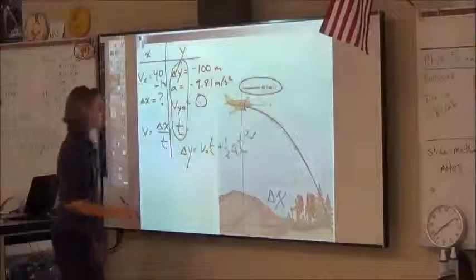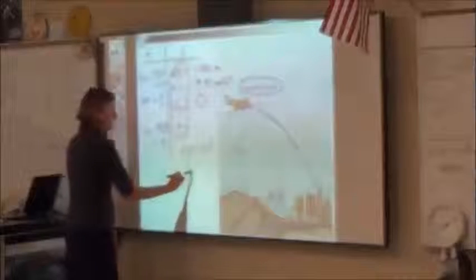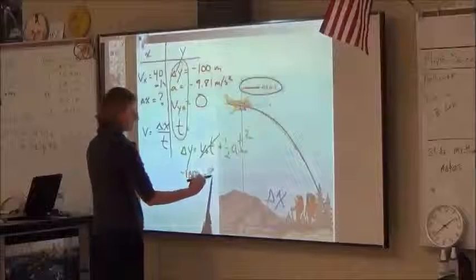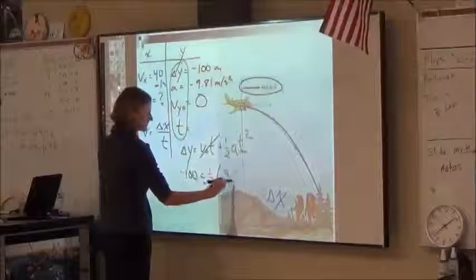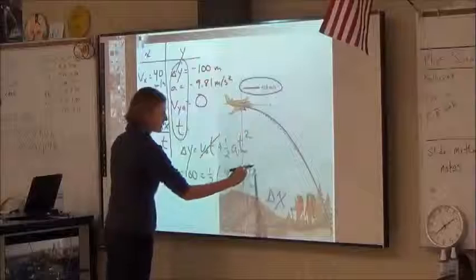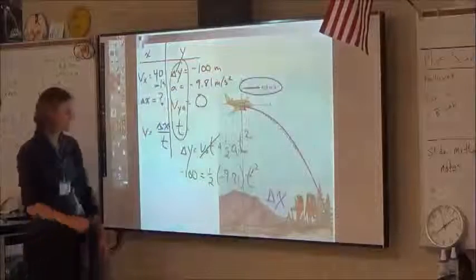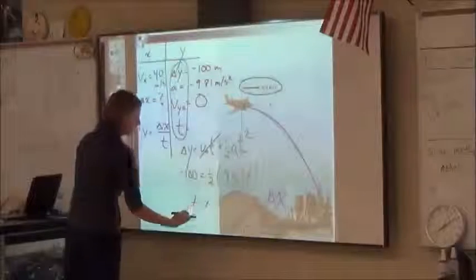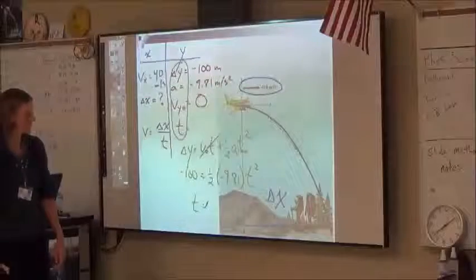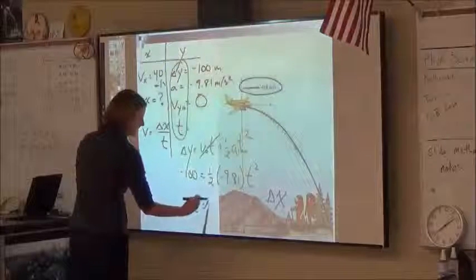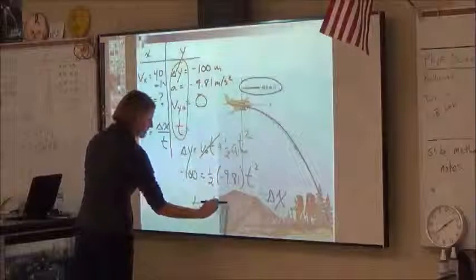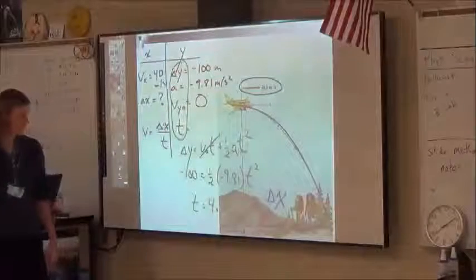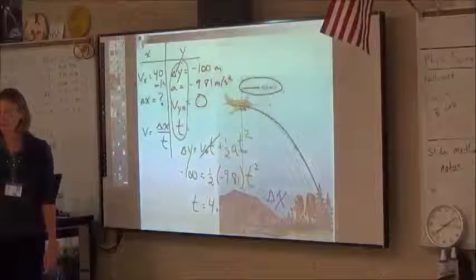All right, calculator people, I need you to be quick. Of course, this is zero, so that's nice. That goes away. And we've got to move that around because trying to find t, we're going to end up square rooting something. 4.51 seconds. Anybody else get that?